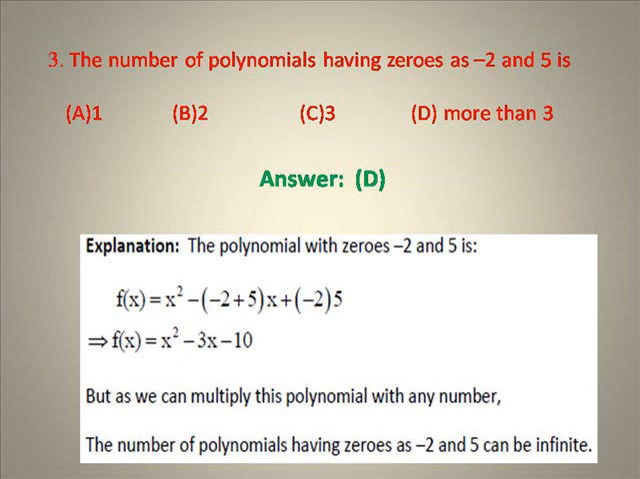Why is it? Because the 2 zeros given are minus 2 and 5, and you know the formula of a polynomial where the zeros are given: x square minus (sum of zeros) into x plus product of zeros. Now by placing the values you get the polynomial x square minus 3x minus 10. But we can multiply this polynomial with any number, and you know that the numbers are infinite. So by multiplying with any number you can get an infinite number of polynomials. So the answer will be D, that is more than 3.